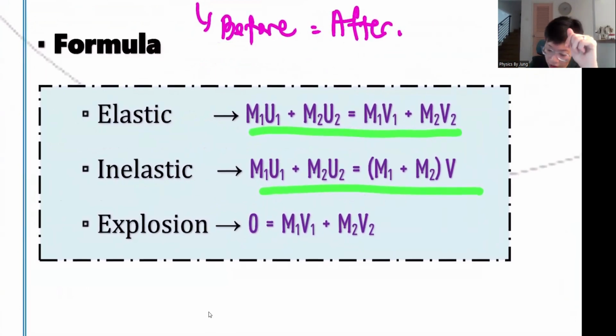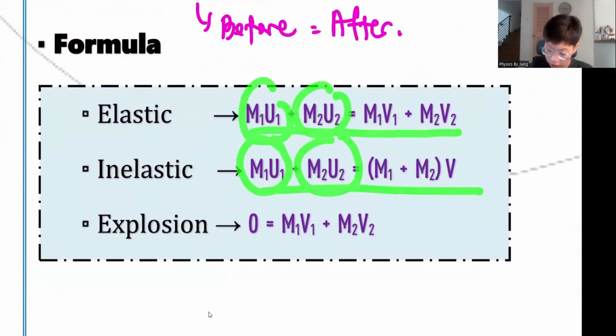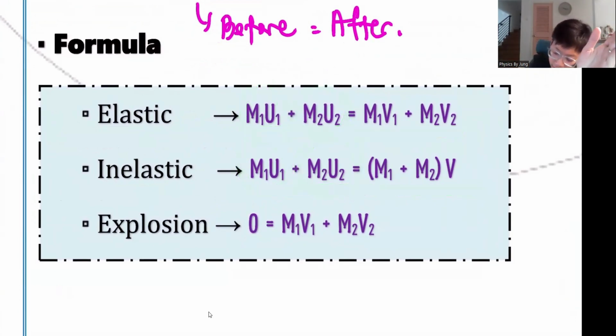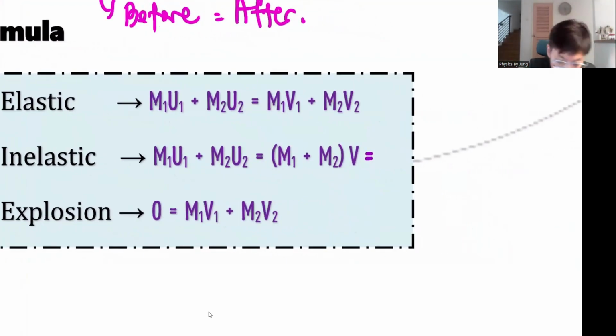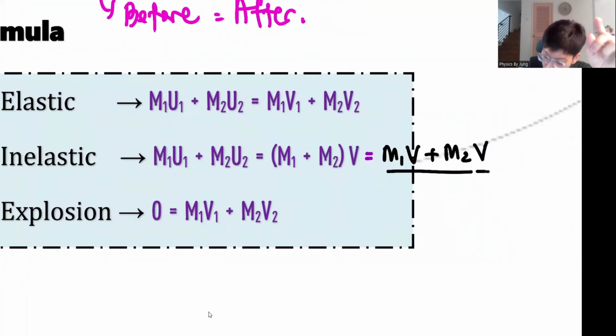Let's see. Your m1u1, m1u1, same law. m2u2, m2u2, same law. On the right hand side, you see there is a bracket. Why is there a bracket? When I multiply this bracket out, if I take this m1 and multiply by v, and take the m2 and multiply by v, I'm going to have m1v plus m2v. So I'm going to have m1v plus m2v.